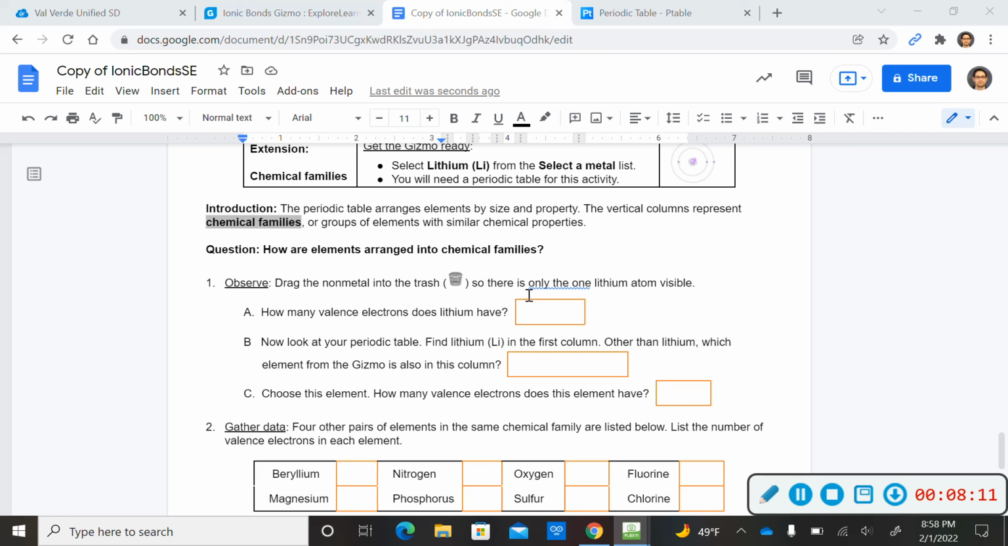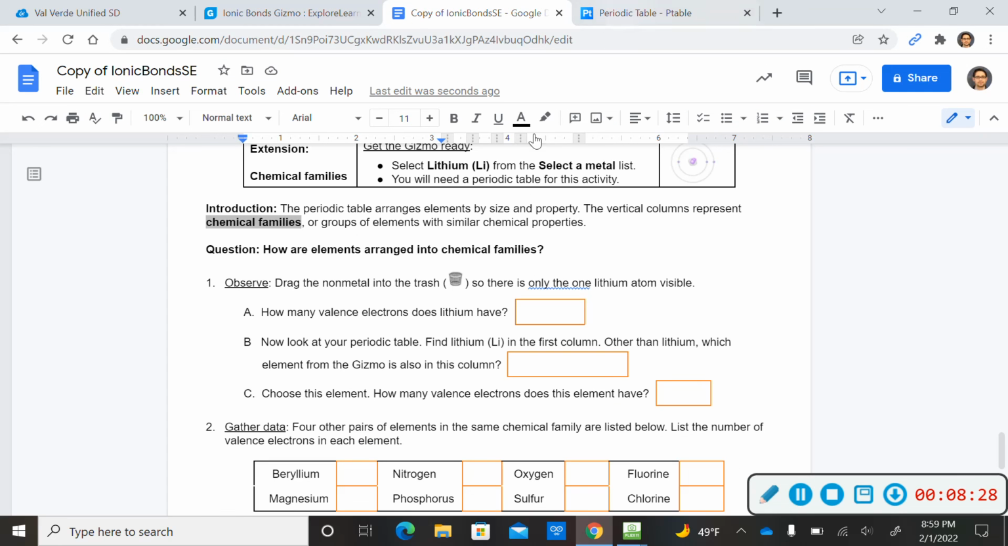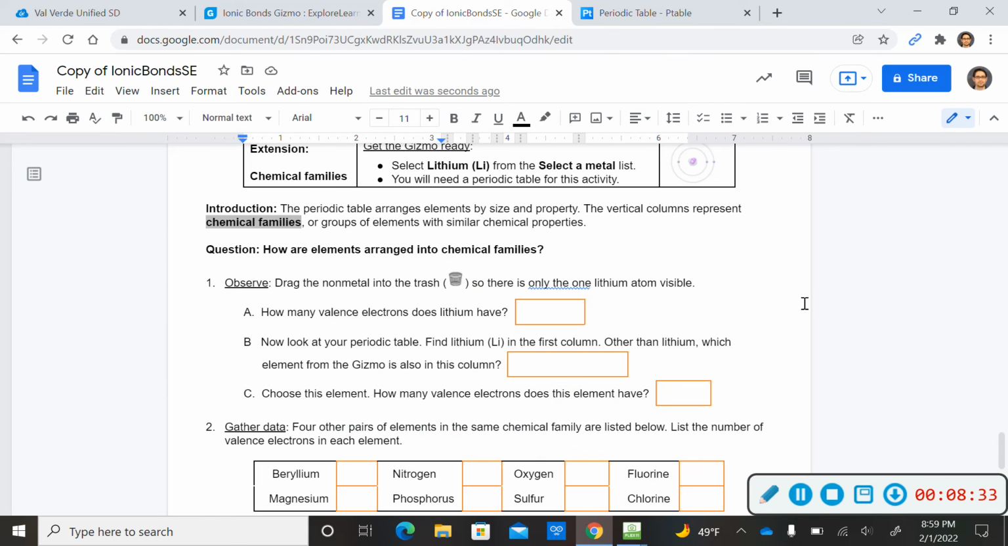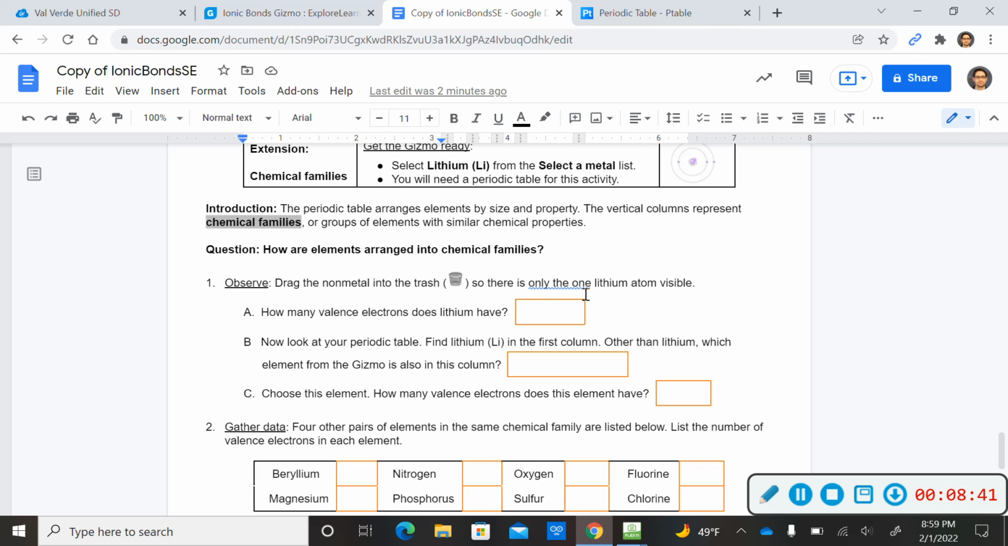So for this extended version right here, we are looking at lithium only. So let's go ahead and clear out fluorine. Reset. I'm going to drag and drop fluorine into the trash. And now we only have lithium. Notice we are being told to analyze lithium. Then we're asked to check lithium on the periodic table and to see if there's any other element from this same group, group 1, that is present in the Gizmo.